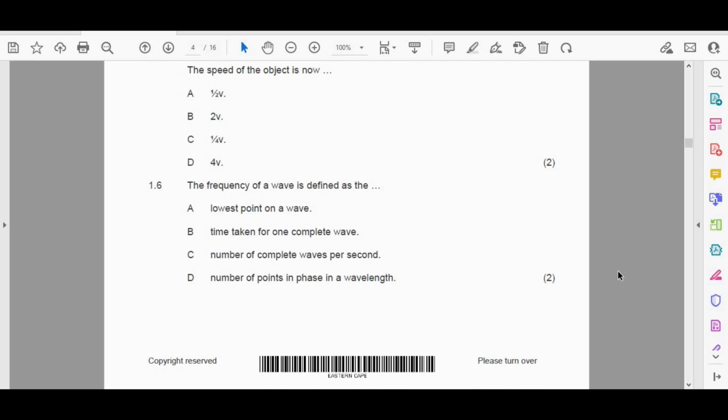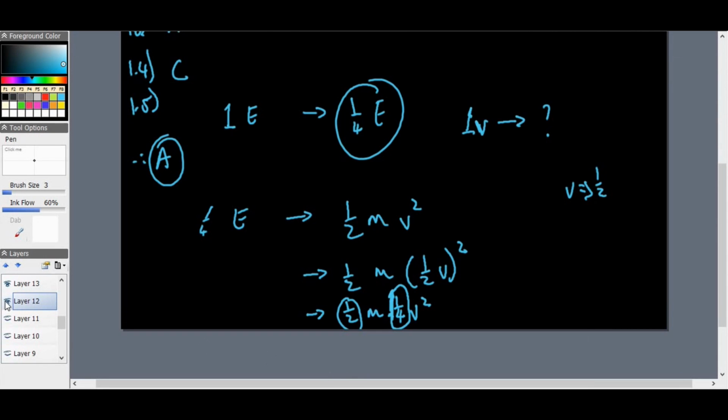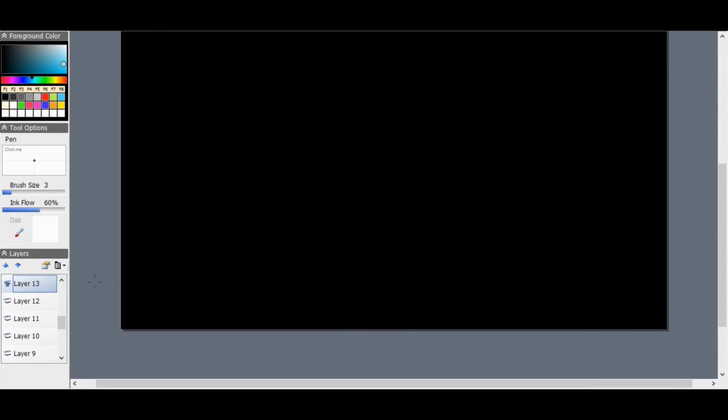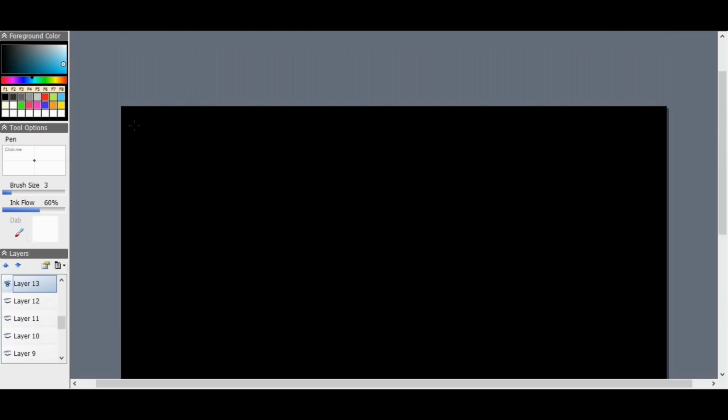The frequency of a wave, for 1.6, is defined as: lowest point on a wave, time taken for one complete wave, number of complete waves per second, or number of points in phase on a wave. Well, I can already see, because I looked at option C there, it must be the number of complete waves per second, because frequency is equal to 1 over T, which is the period. Right, so for 1.6, it's definitely option C.